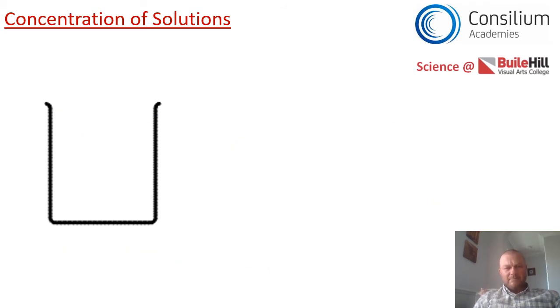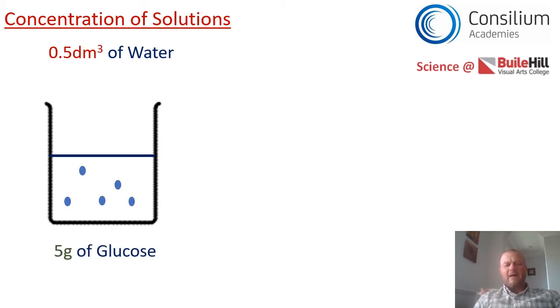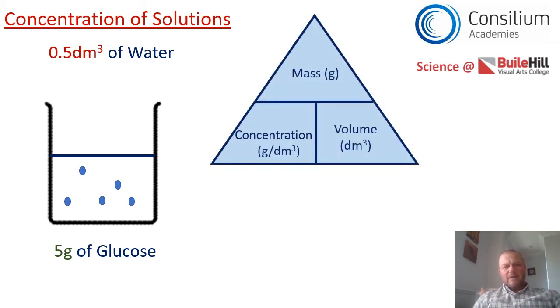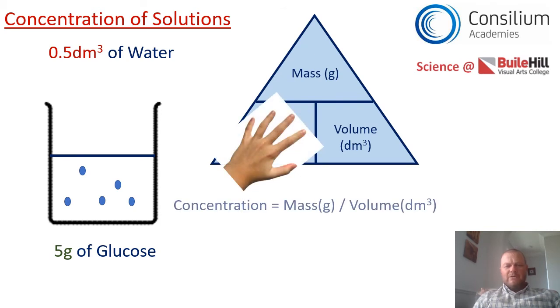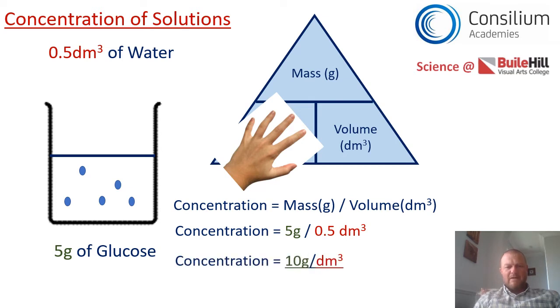Let's try another example, and in this example let's have half a decimeter cubed of water, and we've still got the same 5 grams of glucose, so we'll put that 5 grams of glucose into that half a decimeter cubed of water. So we know that concentration is mass divided by volume. So this time the mass is 5, but the volume has changed to a half, so concentration is going to be 5 divided by a half. So therefore the concentration has changed. It's 10 grams per decimeter cubed.